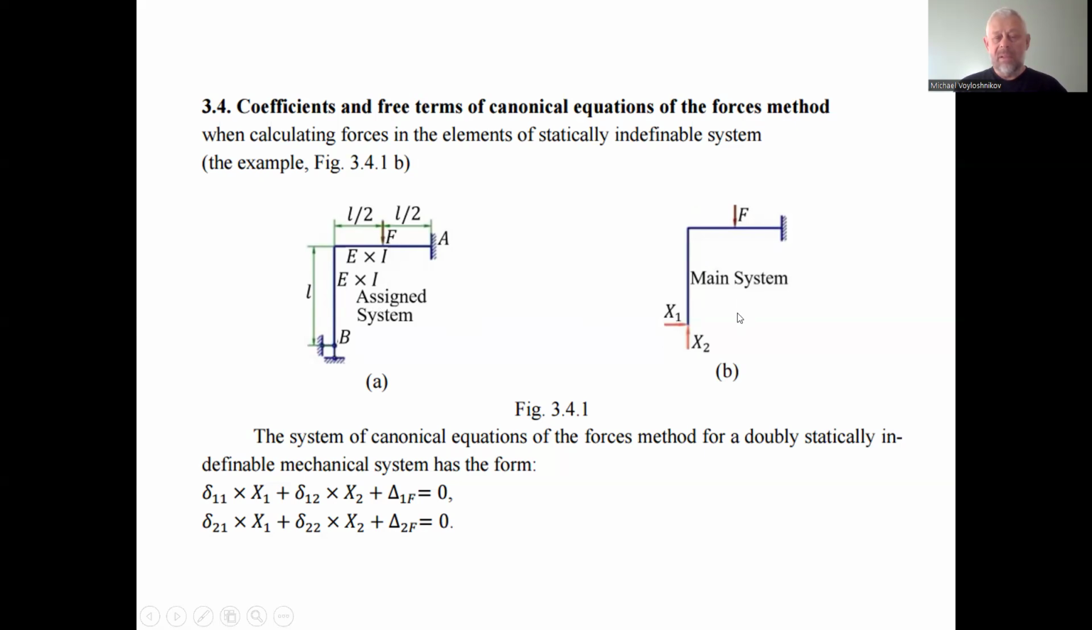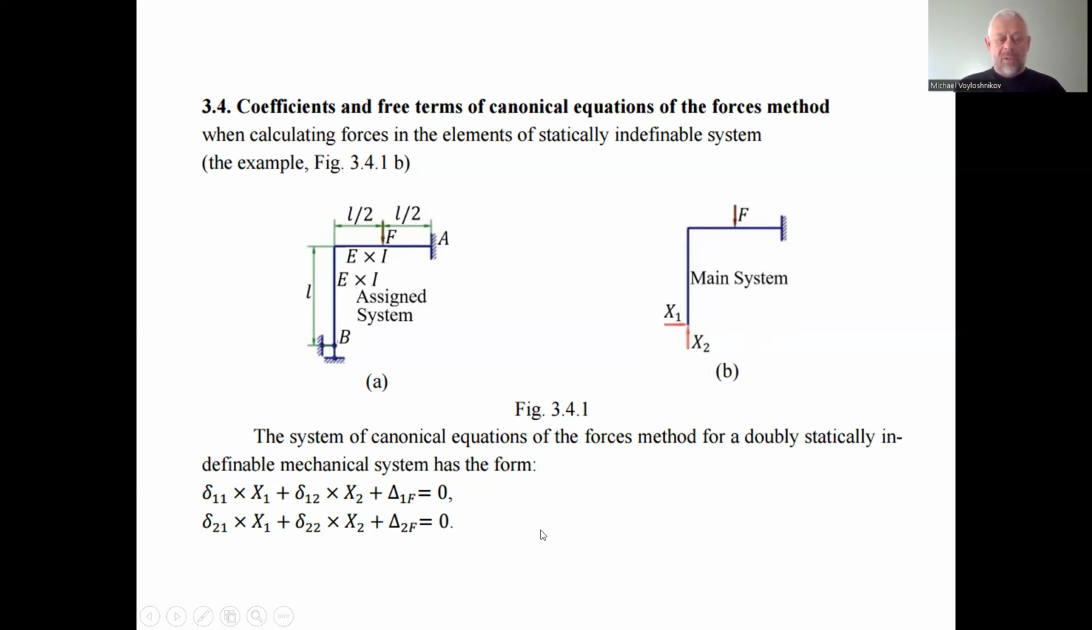The main system is loaded by the external load F, and by loads in the cutoff links in the support B. So the main system is statically determinate. But to find the support reactions for the main system, we have to have the force components in the hinge B instead of the cutoff supporting links.